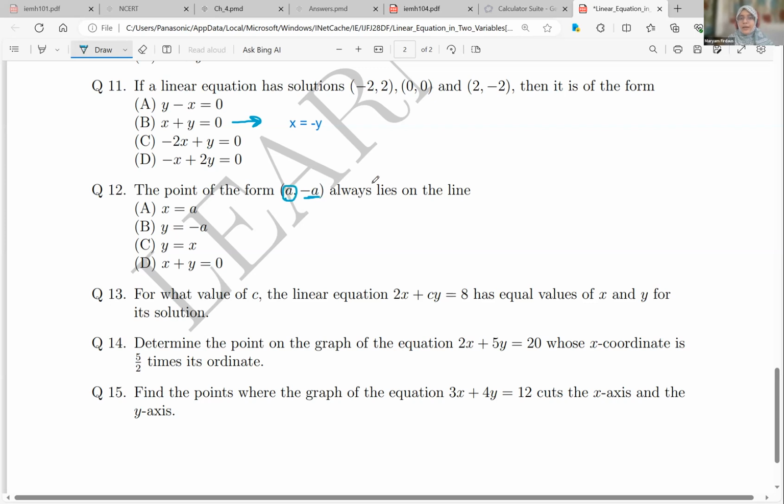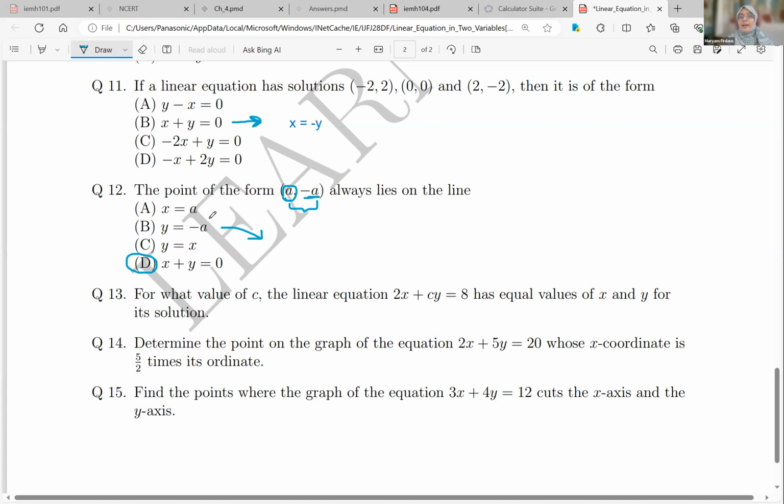Are they equal, A and minus A? No, they are negative of each other. So that means, ma'am, I guess B. Look, Y is equal to minus A is a line which is parallel to X axis. Is it D? Yes, it is D.